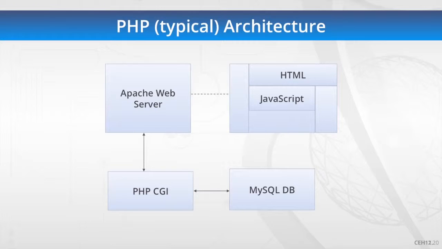So sometimes when we have very large PHP architectures, we can't just have one Apache web server. We have to have multiples. We can't just have one database. We have to have multiples. But notice here how these parts interact. So on the client side, they get HTML and JavaScript that's served from the web server. And underneath of that is the PHP and the CGI connected back to the database.